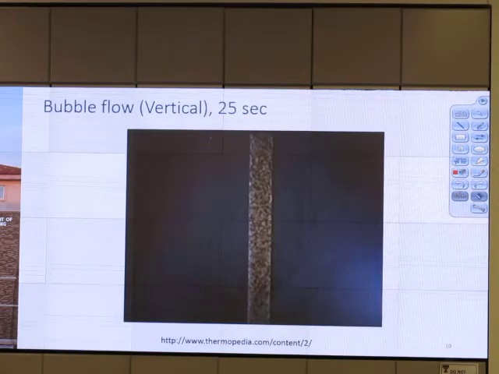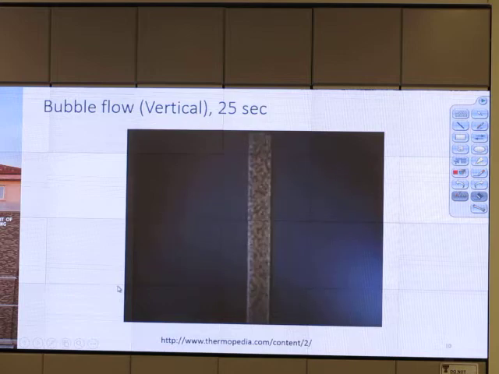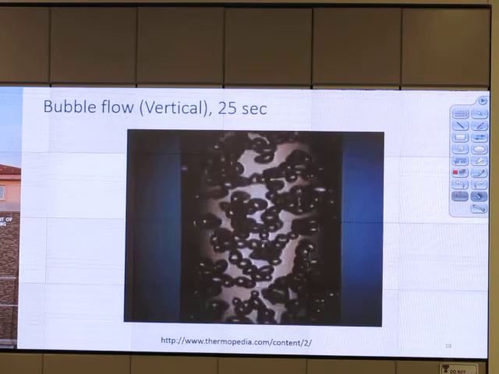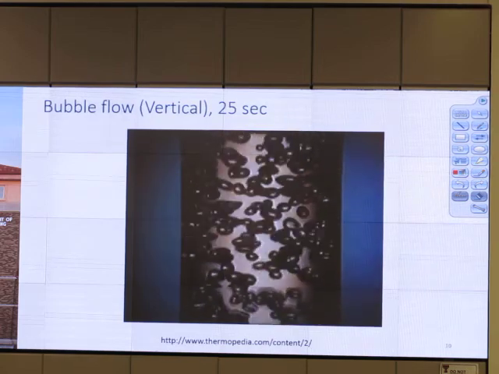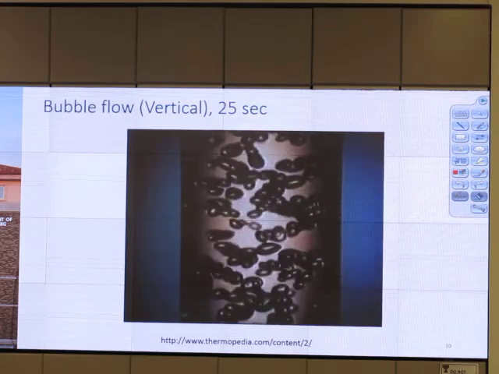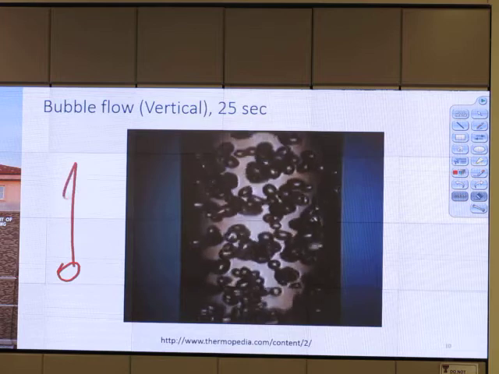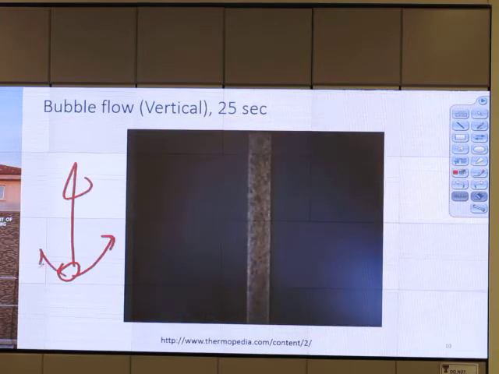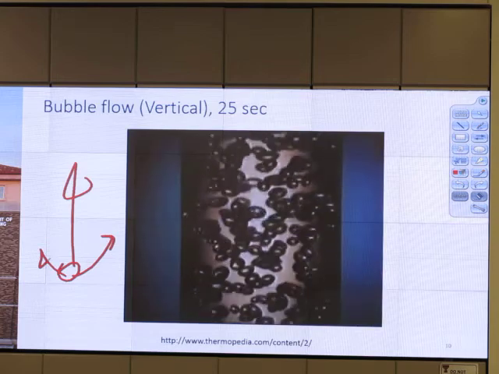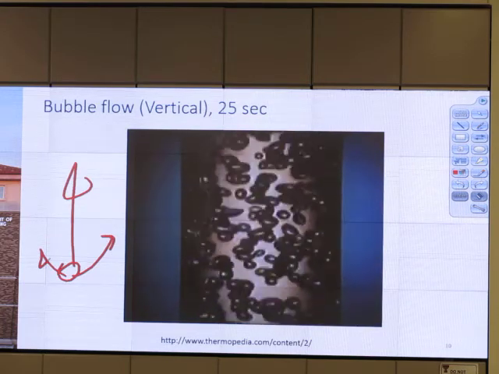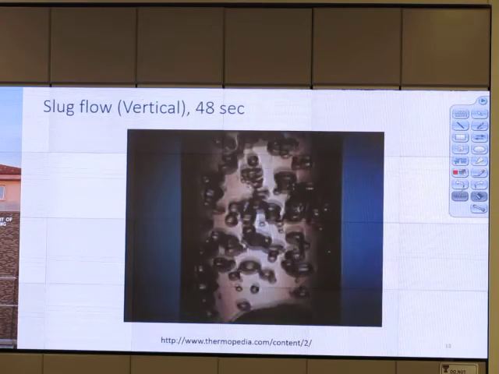Let's take a look. How does it look? Bubble flow. Gas bubbles inside liquid phase, and bubbles move around. It's not just moving straight, right? It can move sideways, right? And there's a slip between the phases. Actual velocity of bubble is faster than liquid.